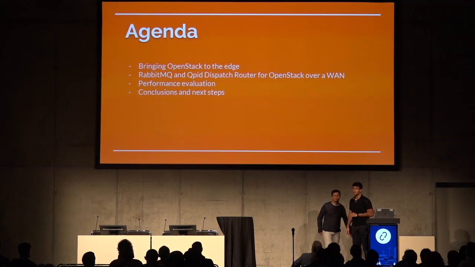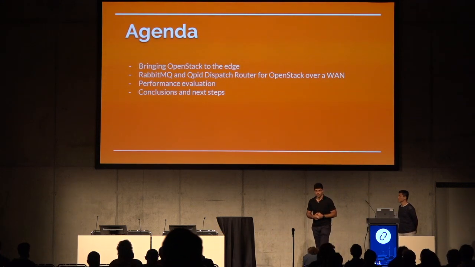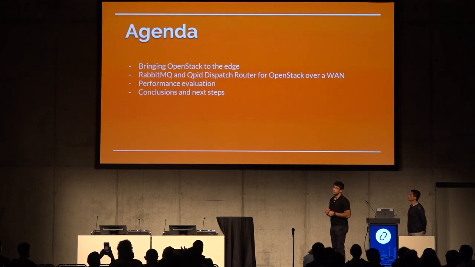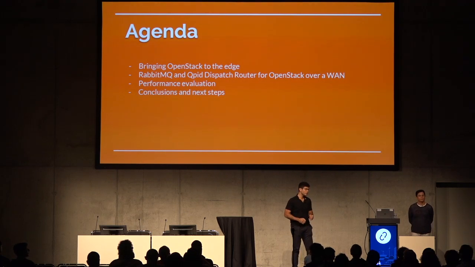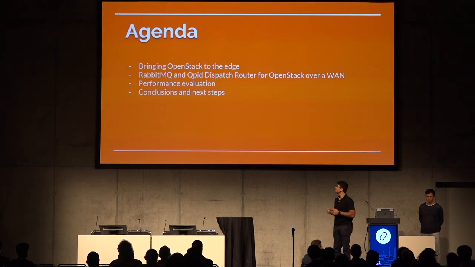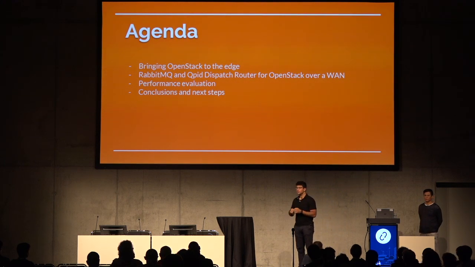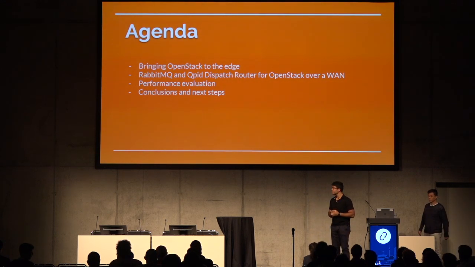So what are we going to see today? Well, we are going to see what the challenges of bringing OpenStack to the edge are. We are going to show you how deployments of RabbitMQ and Qpid Dispatch Router for OpenStack are made over the WAN. Then we are going to show you the results of our performance evaluation of both message buses in this context. And we will leave you with some conclusions from our work and the next steps we need to take.